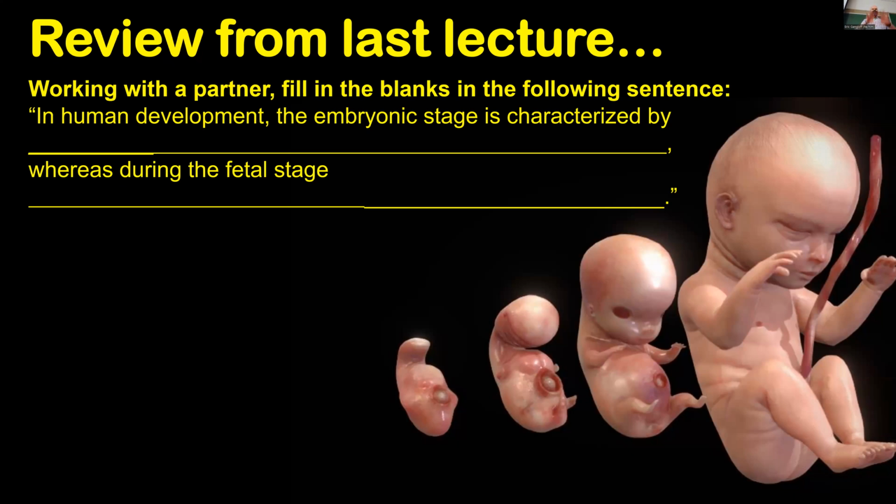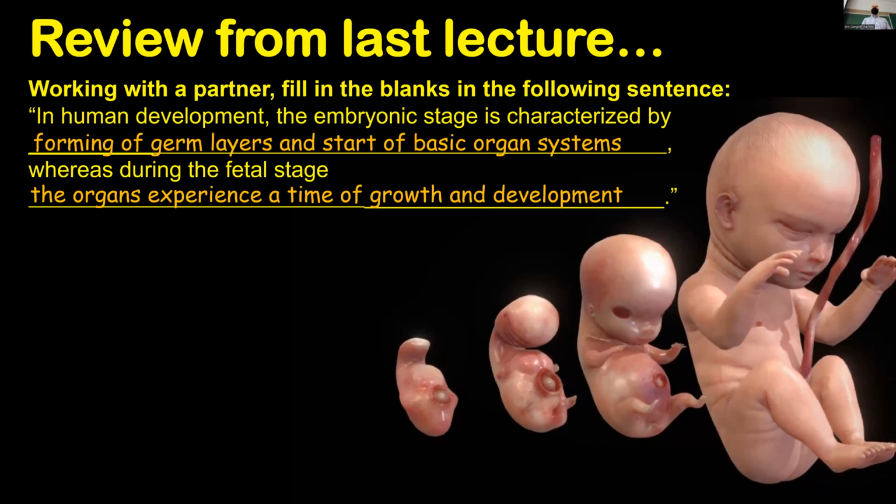I looked through your answers. Seems like the class has a good understanding of this. Here's one answer that kind of nailed it. Remember that the embryonic stage is characterized by the forming of the germ layers and the start of the basic organ systems. And the fetal stage is a time of growth and further development. So all of the basic structures are formed early, in the first 8 weeks, during the embryonic stage, and then they continue to get larger and more refined in the fetal stage generally. So good job with that. Any questions? I've kind of hammered this point home a little bit so far. If you remember nothing else from the first 2 weeks of class, it's going to be this.